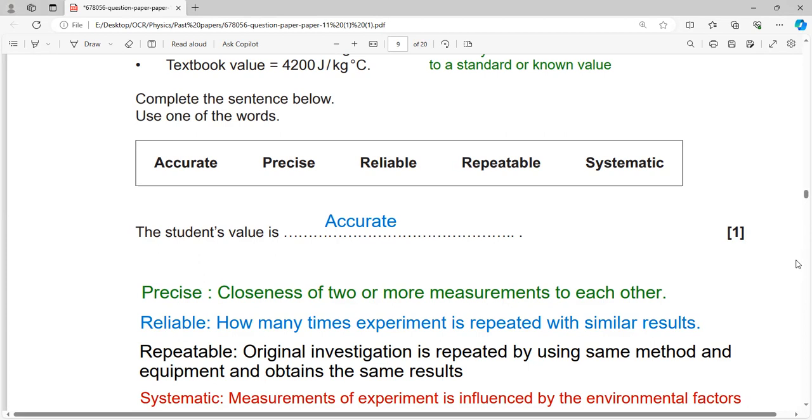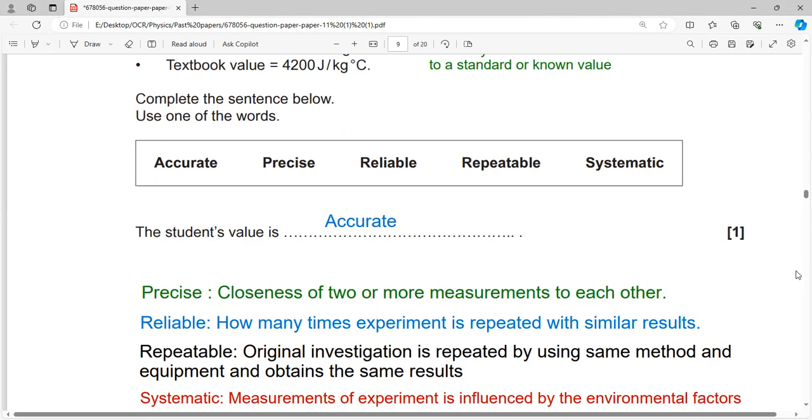The next is reliable. How many times the experiment is repeated with a similar result, that is reliability. For example, if the examiner has repeated this experiment 5 times and the result comes the same, the reliability of this experiment will increase. Next is repeatable. If an original experiment or investigation is repeated using the same method or same equipment with the same results, that means this experiment is repeatable.